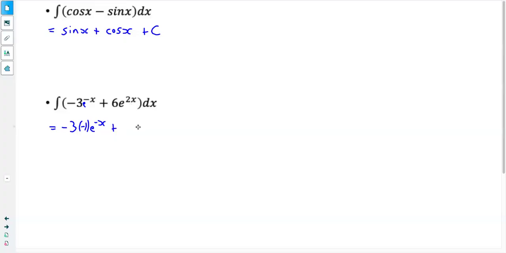And then over here, we know that we'd have e to 2x. And from chain rule we got 2 from here, so therefore we must have a 3 here that multiplies by that 2 to get this. So simplifying this a bit, that gives us 3e to negative x plus 3e to the 2x. And then, I forgot to add the constant on both of these.